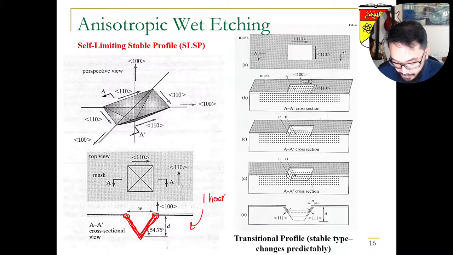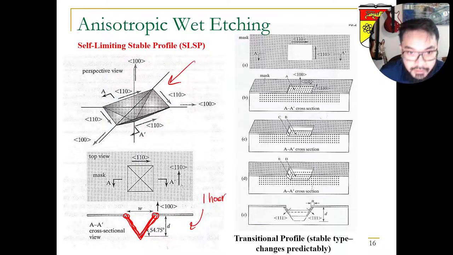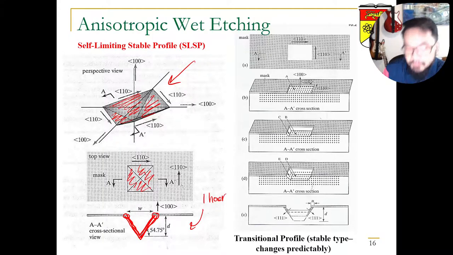Once you have reached this V shape, the blind cavity, that means the etching has reached its self-limiting stable profile. The profile is stable, it will not change shape. And it is self-limiting. That means you can change the etchant or increase the temperature, but the etching is limited by the silicon substrate itself, because all the regions exposed here are only the 111 plane. If you look from this direction, these planes are all 111. So only the 111 plane is exposed. You know that the 111 plane is very hard to etch, almost zero rate. So it becomes a self-limiting stable profile, limited by the structure and the substrate itself.